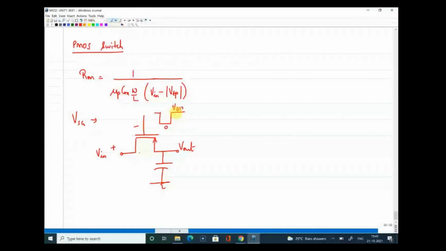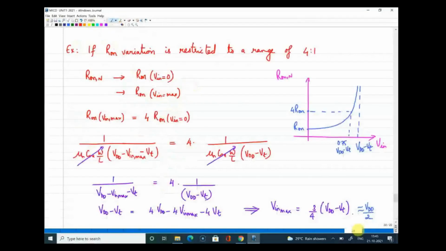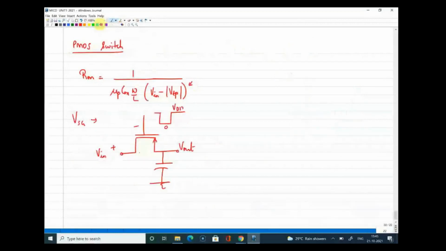So what is your VSG? VSG is nothing but V in. That is how the expression becomes V in minus mod VTP, and this is the on resistance. And similar to your NMOS switch, if you plot the R on of P for this PMOS switch, can you tell me how the switch will respond?